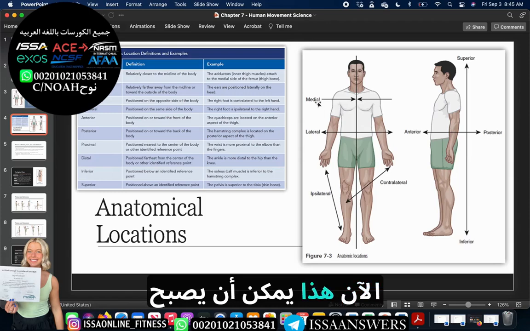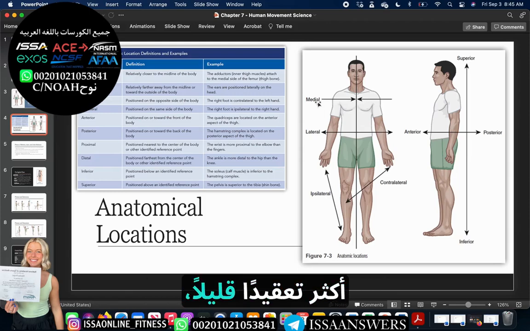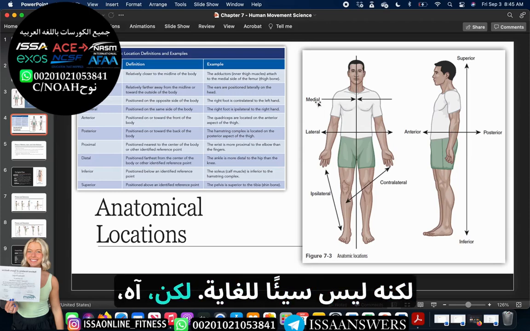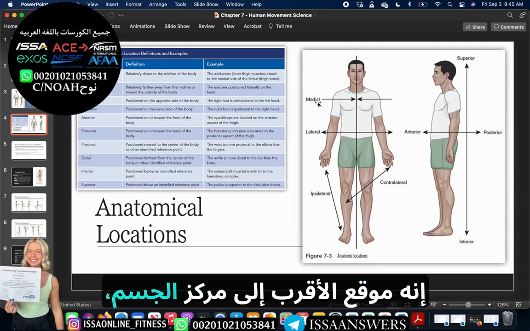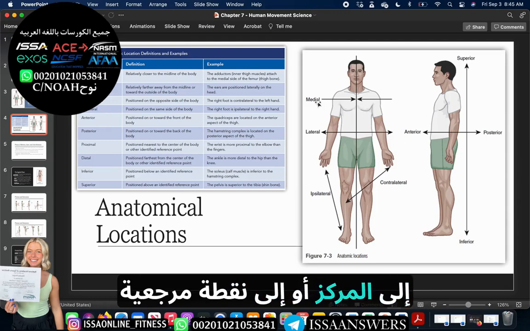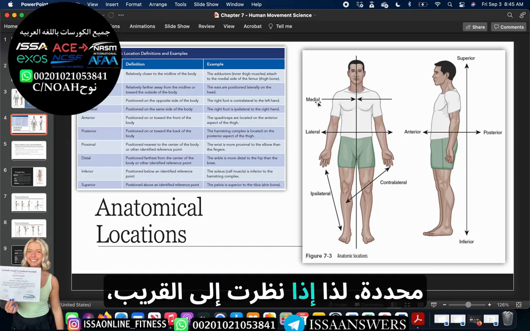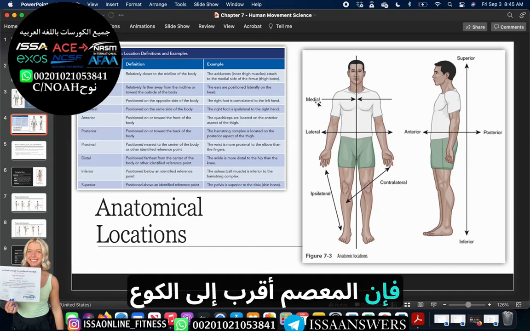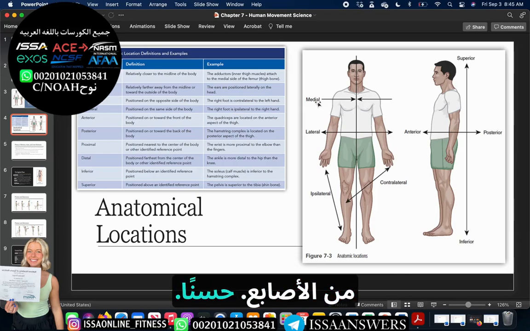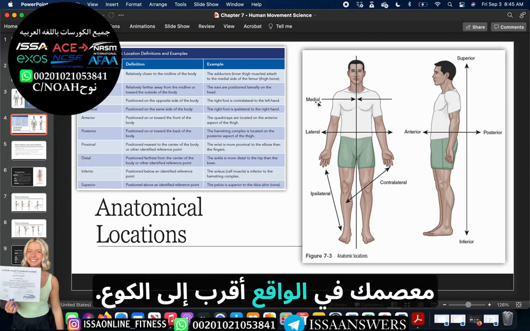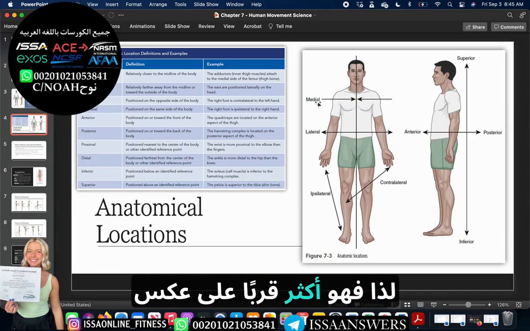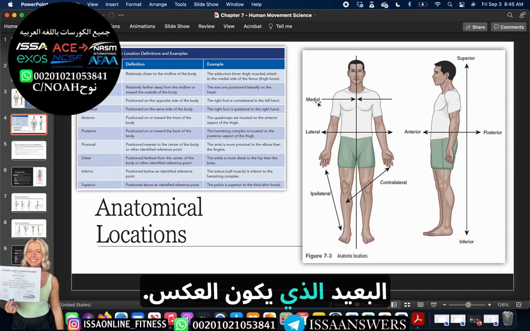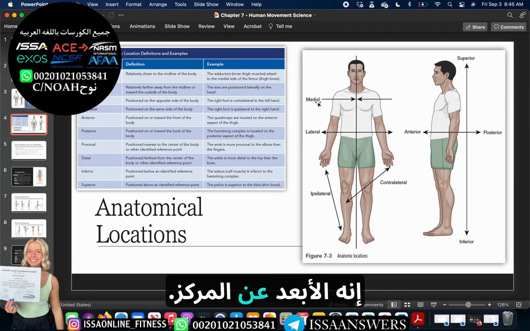Proximal. Okay, now this one can get a little bit trickier, but it's really not too bad. It's a position nearest to the center of the body, not to the midline, to the center, or to an identified reference point. So if you look at proximal, the wrist is more proximal to the elbow than the fingers, okay? Because you've got to figure your fingers are the farthest away. Your wrist is actually closer to the elbow, so it's more proximal. As opposed to distal being the opposite, being the farther away from the center.